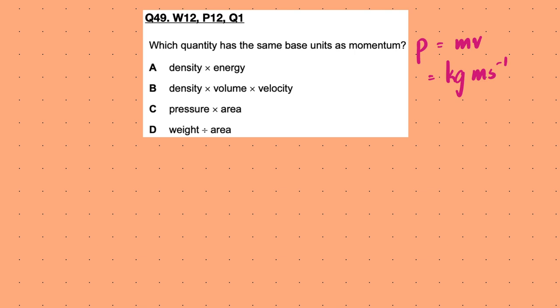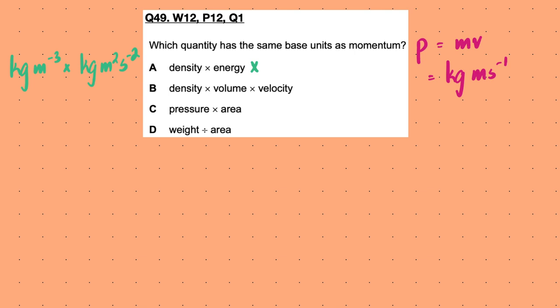So let's say I start with A. So density is kg per meter cube, and energy is kg meter square per second square. Just here I'm going to stop, because this would make it a kg square, which is not what I have here, right? So it's definitely not this.